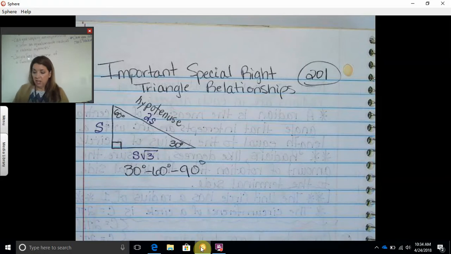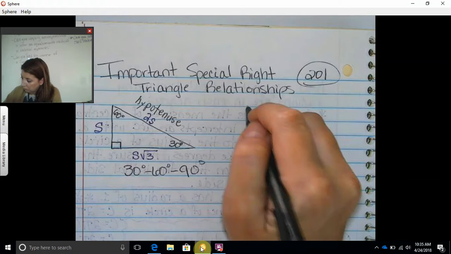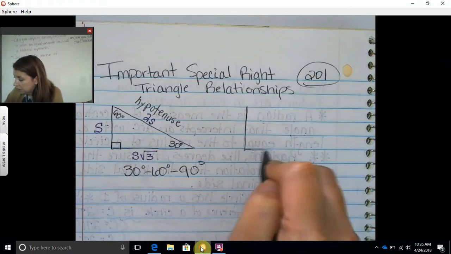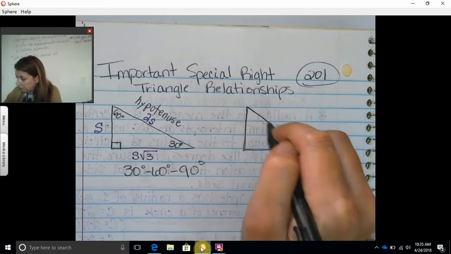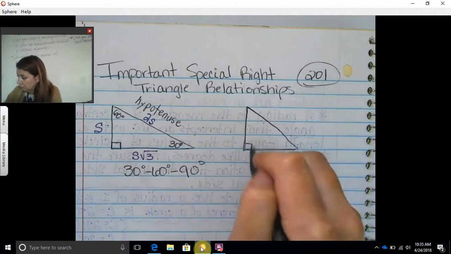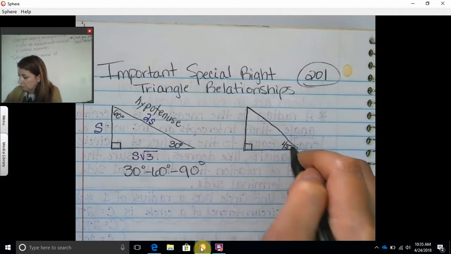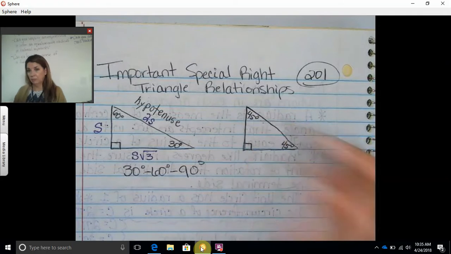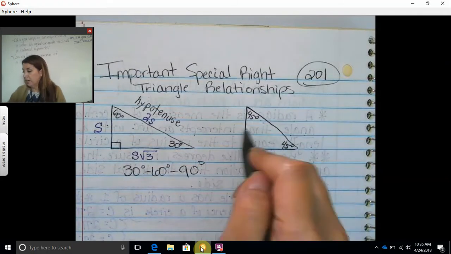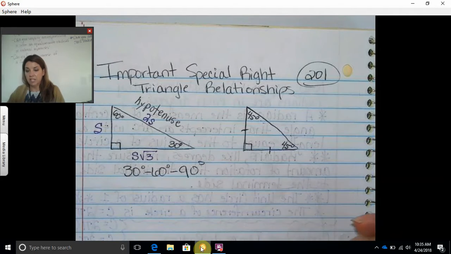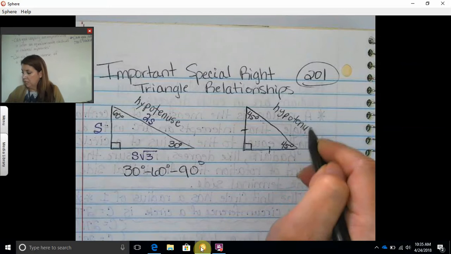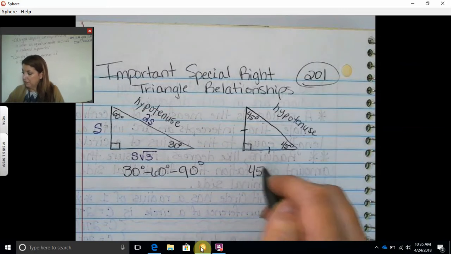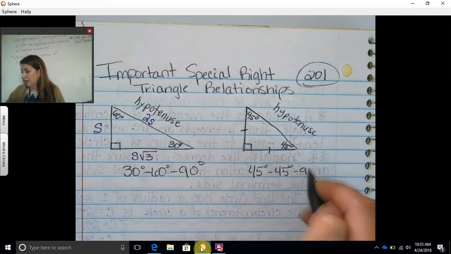So a 45, 45, 90 triangle, you want to make your legs look kind of, they need to be the same length as each other. Try your best. So on a 45, 45, 90, those legs have the same length. And then you know your hypotenuse is directly across from the 90-degree angle. And this is referred to as a 45, 45, 90.